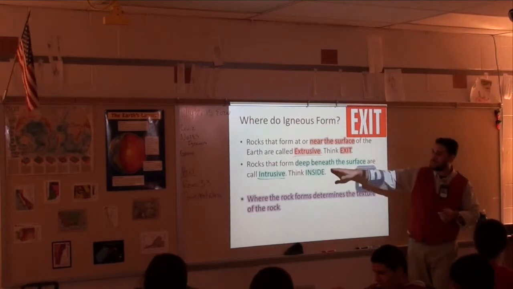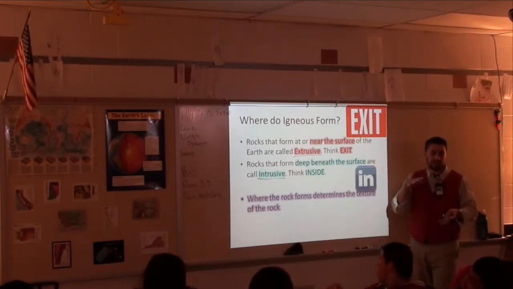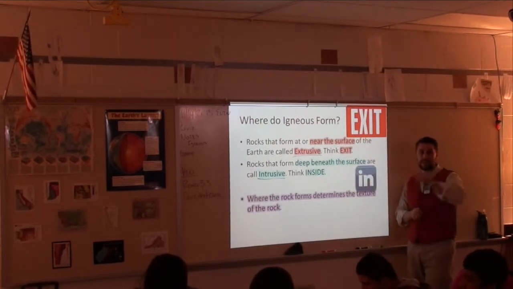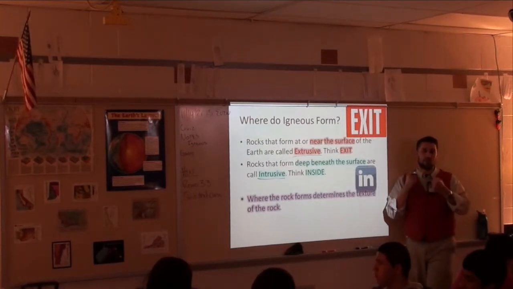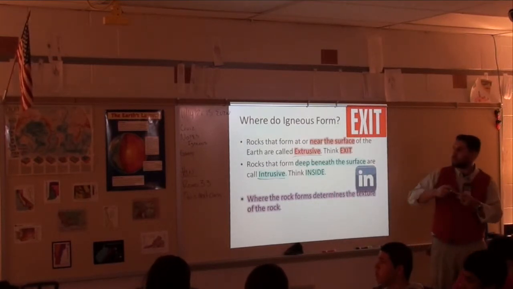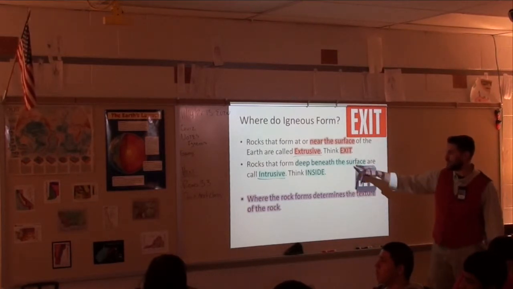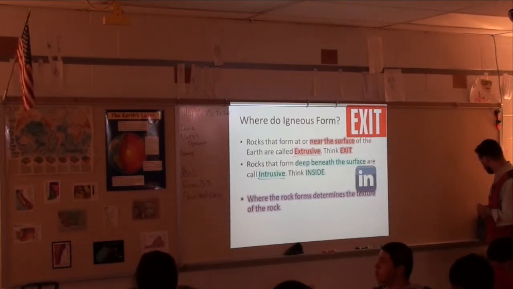Being inside the earth is like having the covers of all the rock above you, and the rock stays warm a much longer time. Extrusive is like taking off the covers and getting out of bed. You get cold really fast because there's nothing holding that heat in. So extrusive, you get fine-grained texture. Intrusive, you get coarse-grained texture. We're going to talk about this in a second.